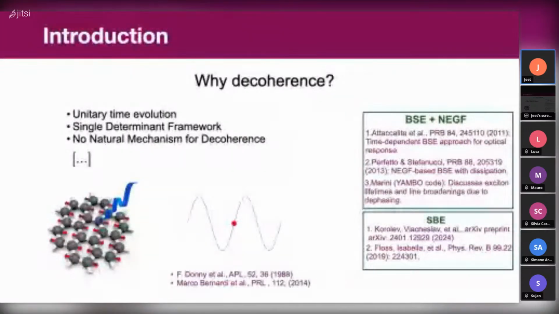And so there is a drawback in Kohn-Sham TDDFT: in general, it cannot capture out-of-equilibrium properties because it is unitary in nature and always possesses coherent dynamics. The single Slater determinant framework cannot capture such non-adiabatic properties, and there is no natural decoherence mechanism involved in TDDFT.